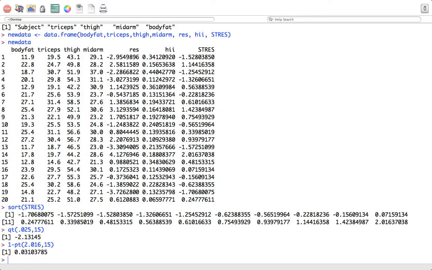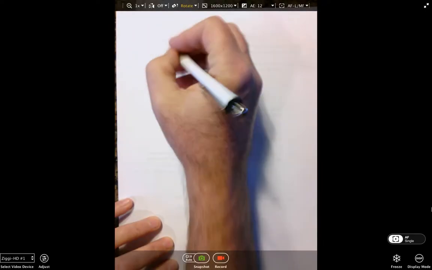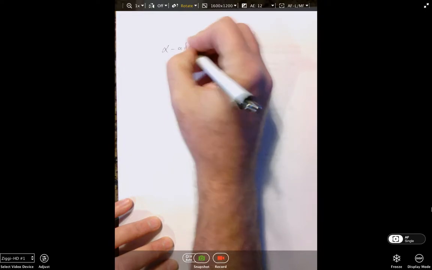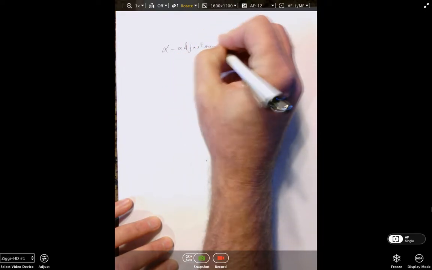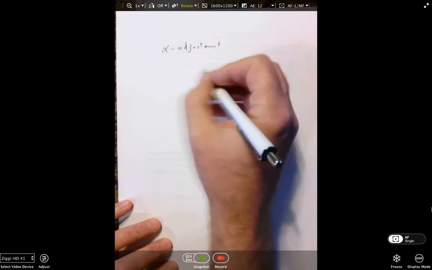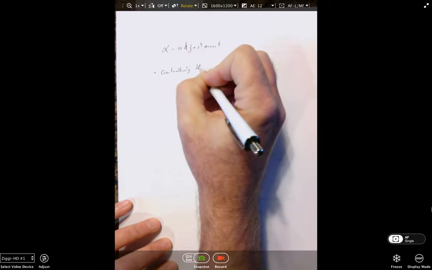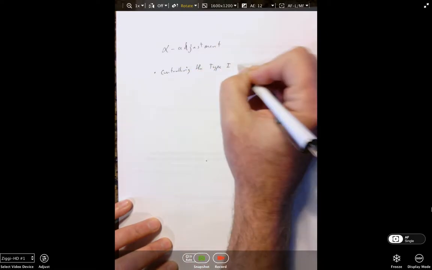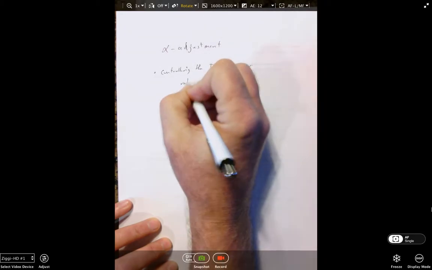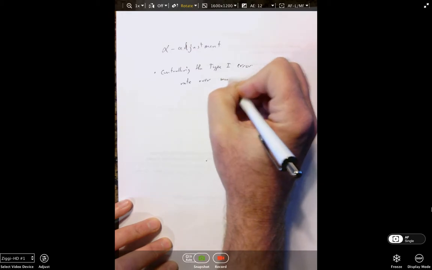So, there doesn't appear to be statistical significance here because of the Bonferroni correction, and let me illustrate that to you. The Bonferroni alpha adjustment typically works this way, and this is all about controlling the type 1 error rate over multiple comparisons.